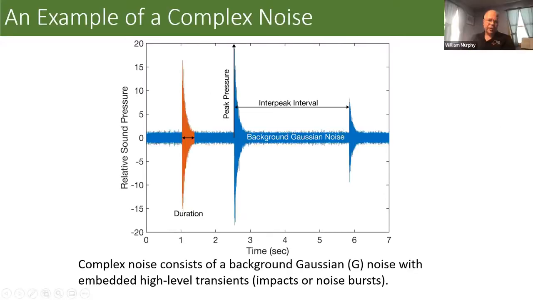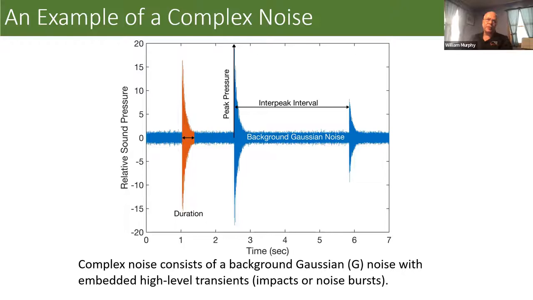So in the development of damage risk criteria for hearing loss and noise, we've assumed at NIOSH, at OSHA, and other agencies that have developed these damage risk criteria, that it's continuous noise, like what Don showed in one of the first slides. That would be akin to what you see in this image of what's called background Gaussian noise. But that's not all of what we end up with. There are going to be impulses or impacts that can be embedded in that background continuous noise. And these high-level transients are things that make it complex.